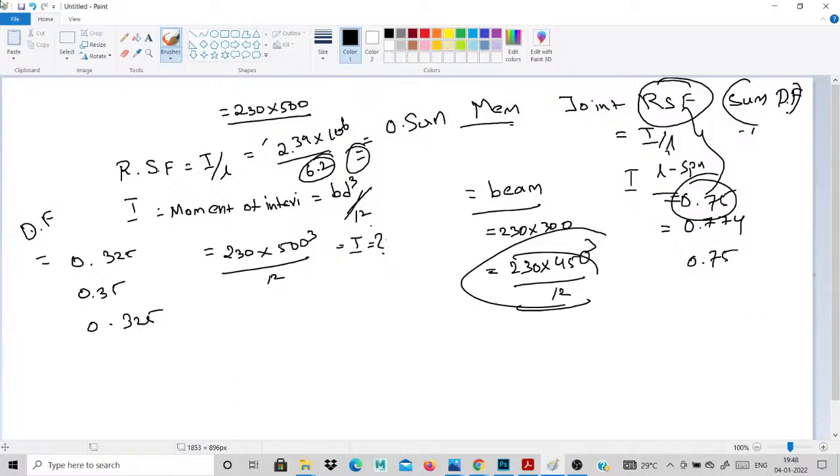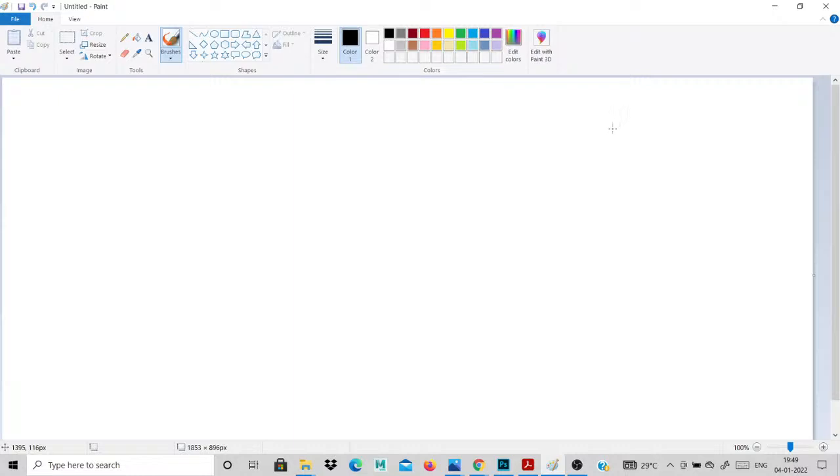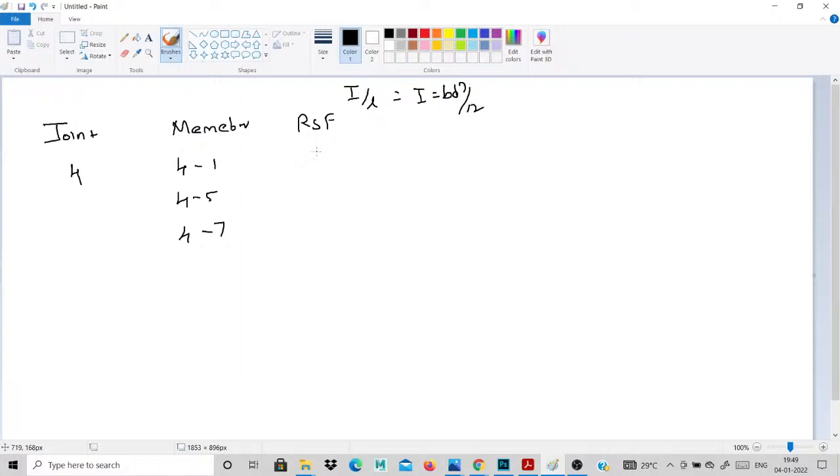Okay, I will once again show only one on a clear page. First of all, joint and members. I'll take only one joint. I simply go for joint 4, members 41, 45 and 47. For RSF, I told you the formula: I by L, I equal to BD cube by 12. Okay, I calculated this value, 0.715. Then this is a different value, with a different span and different size. Automatically it changes to the same values or different values. See, these two are the same value. Then this is a different value.